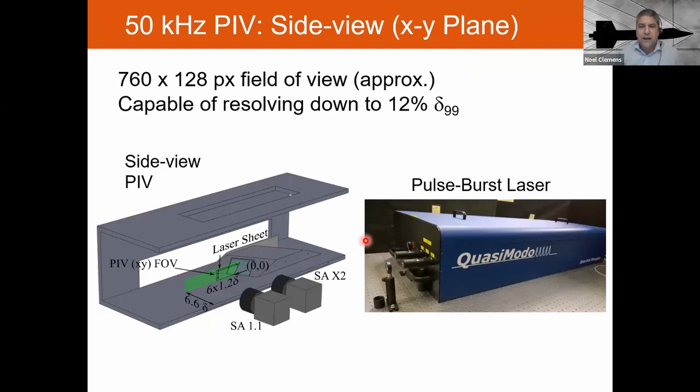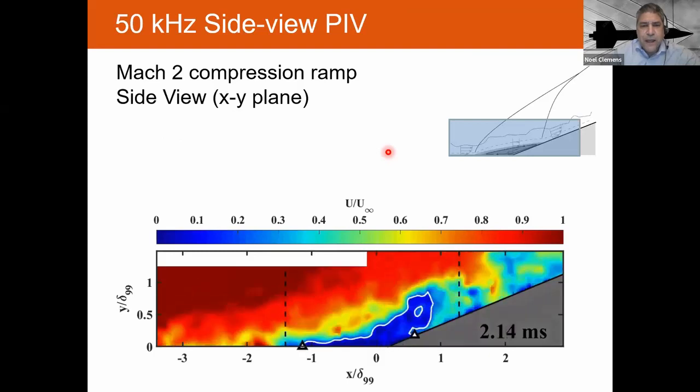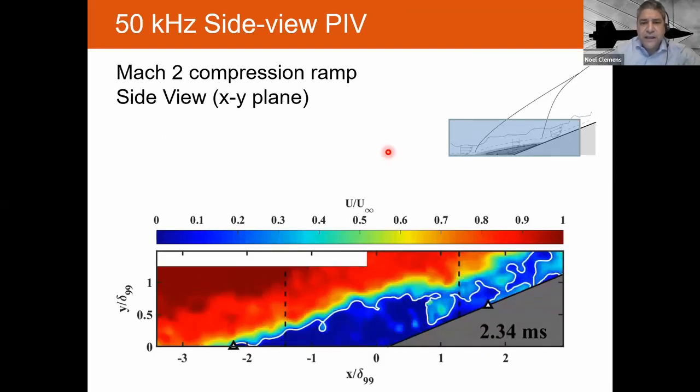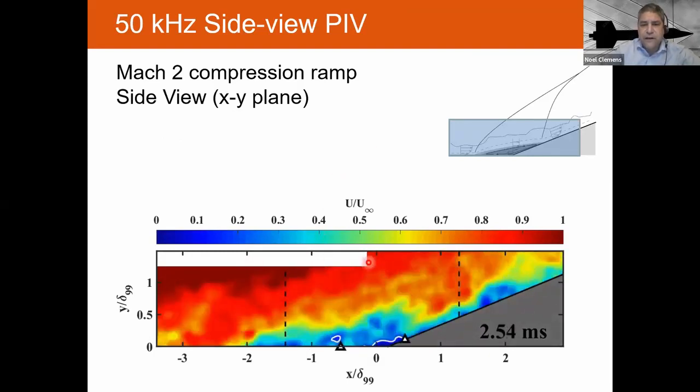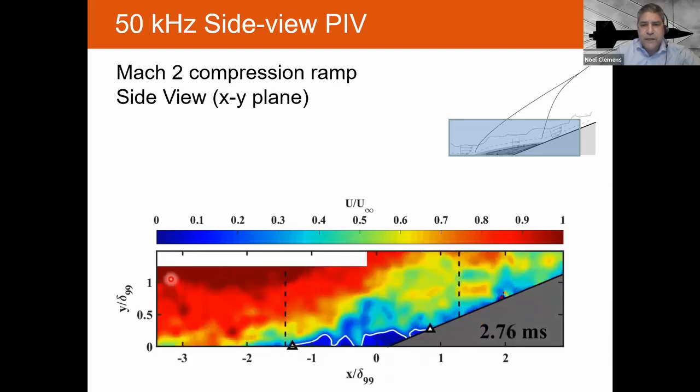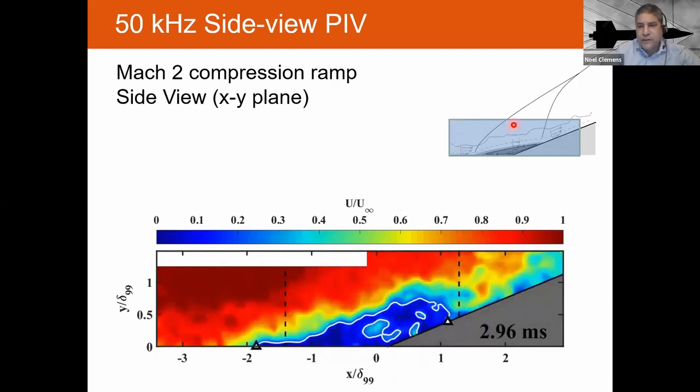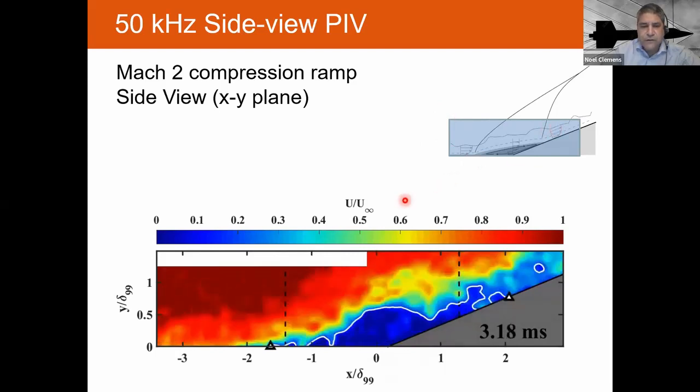Since that time, we've got a lot better at doing this kind of thing. We got a pulse burst laser, a very high frequency laser which can go up to 500 kilohertz, for example, and you combine it with high speed cameras. This is a 50 kilohertz PIV movie of the interaction, shown with this field of view here.